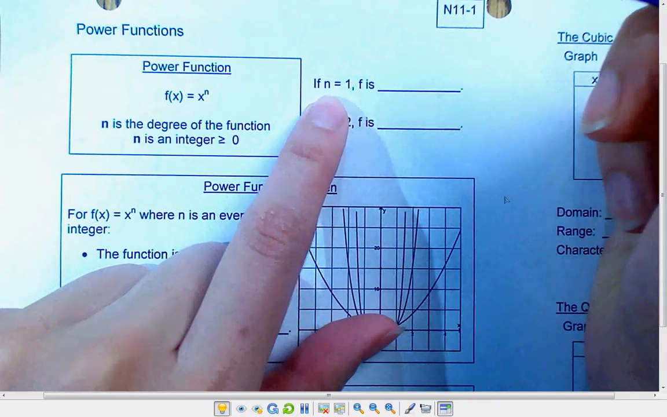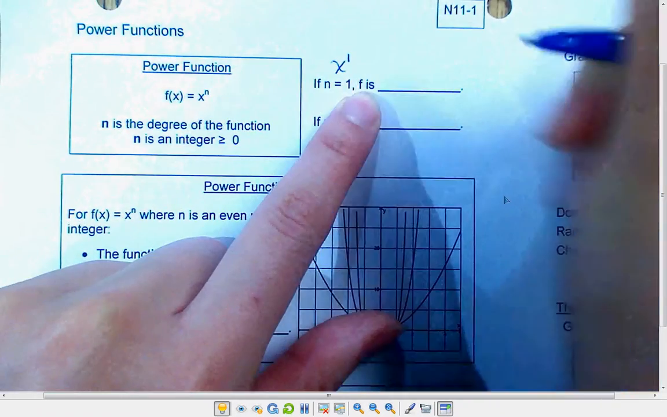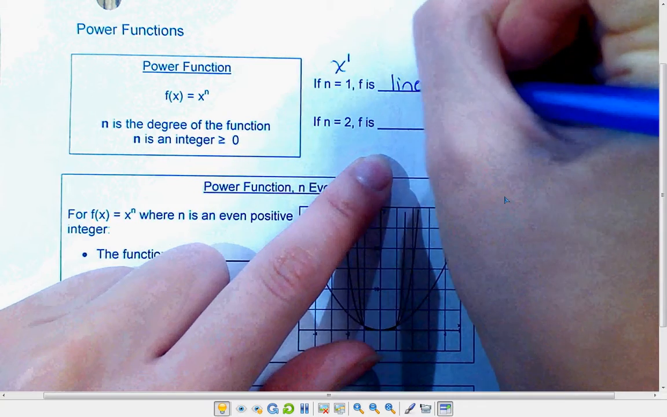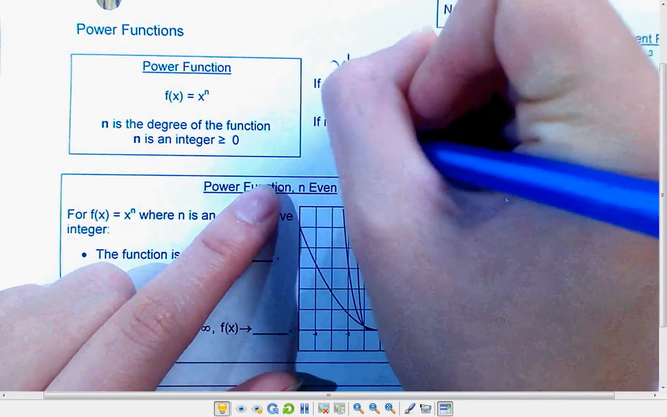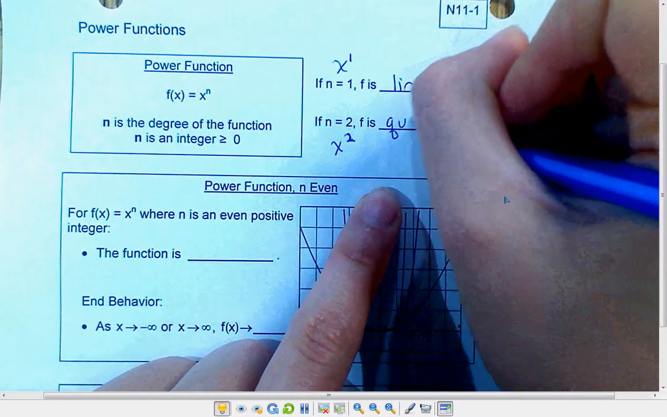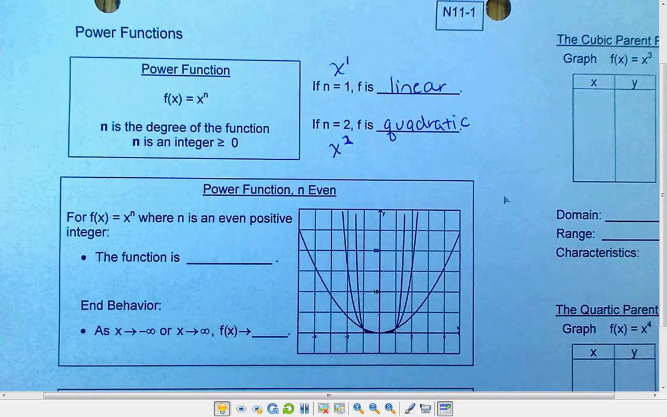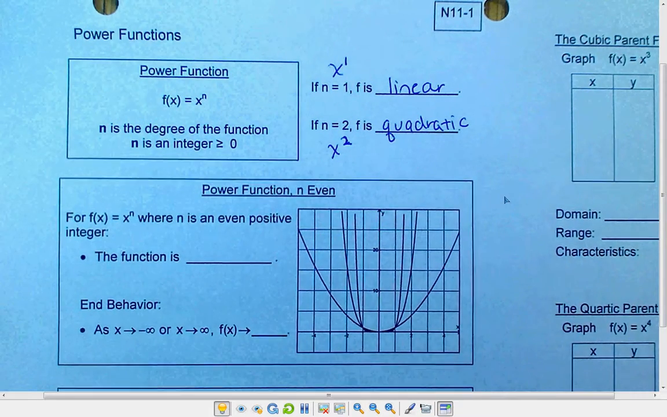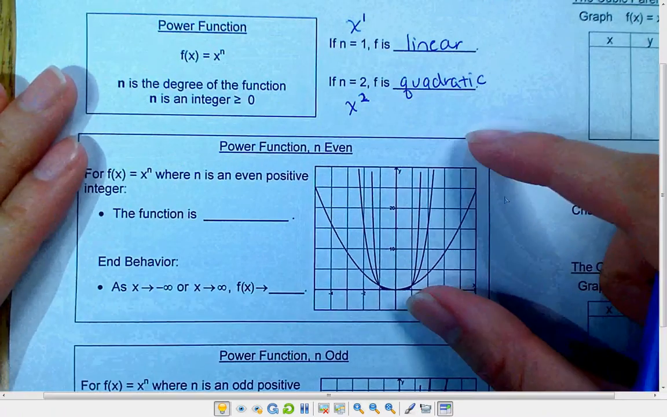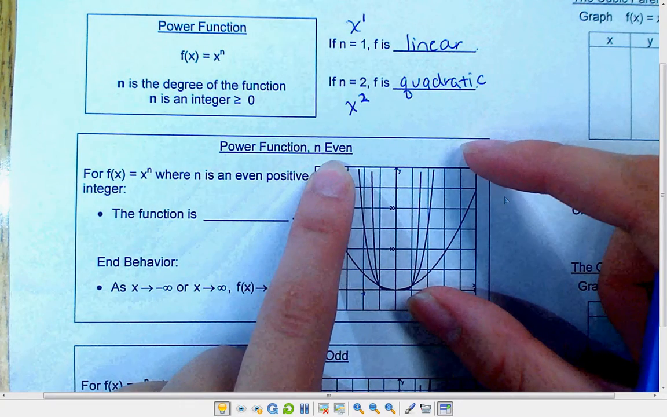So if our power is 1, so x to the power of 1, we know what this graph is. This is a linear graph. Whereas if it's x to the power of 2, this is another parent function we already know, it's quadratic. So today we're going to look at some other power functions. Let's start off by making a generalization about any power function where your power is even.